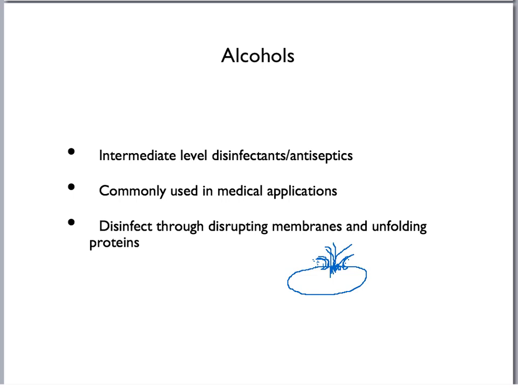It also can unfold proteins. And it does that the same way. It's a hydrophobic interaction. There are, of course, some things that are largely unaffected by hydrophobic interactions. Some microbes resist that fairly easily. Like, they're just well-designed to live in high-alcohol environments.